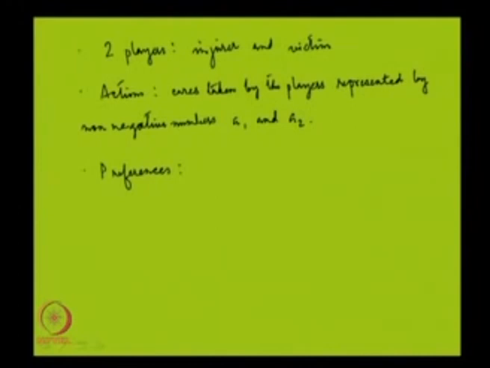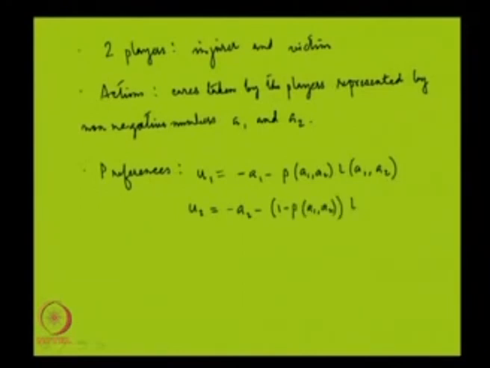So, the preferences are represented by payoff functions. So, this is the payoff function of player 1, that is the injurer. Okay, so this is it.